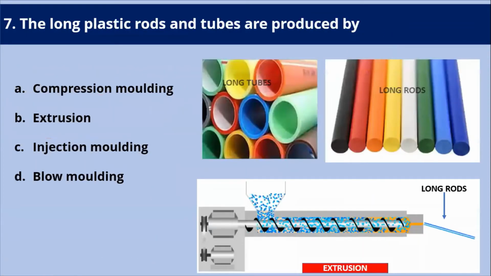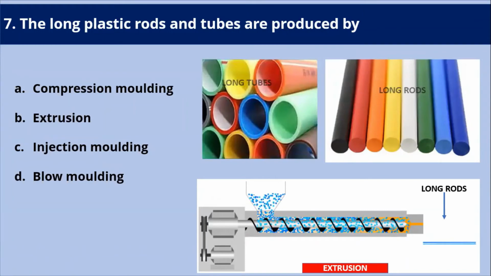Next question: the long plastic rods and tubes are produced by. I have shown the extrusion machine here. Extrusion molding is just similar to injection molding, except that a long continuous shape is produced in extrusion molding. A motor turns a screw which feeds granules of plastic through a heater, which is forced through the die, forming long plastic rods and tubes.